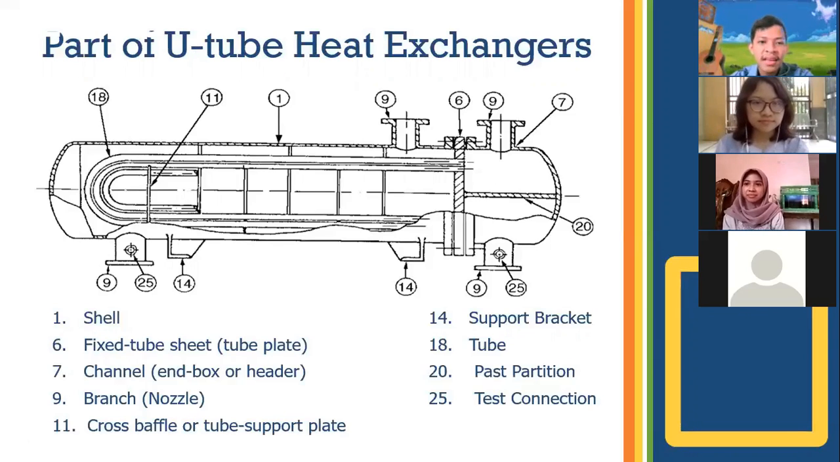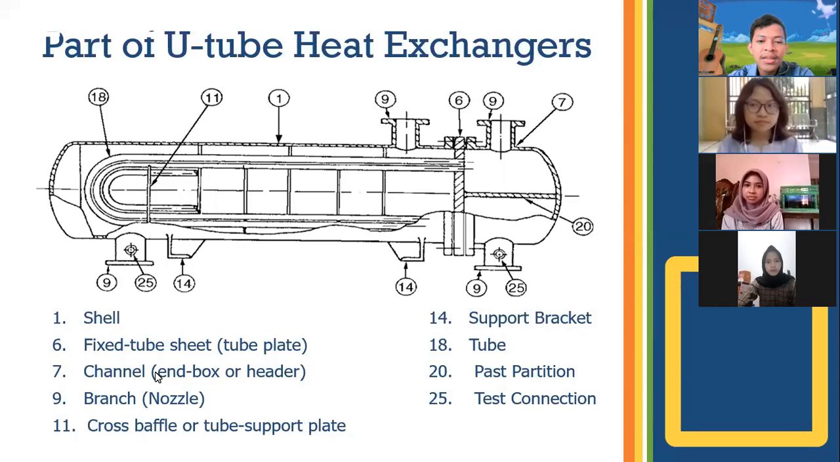Okay, next I will explain the parts of the U-tube Heat Exchanger. The first element is the shell. The shell is the component of the tool that holds the tube. Its function is to let the fluid flow enter and exit. The shell is made of a pipe or plate. Number 6, the tube plate, its function is to hold the tubes in place. The arrangement of the pipes installed can be triangular, rotated triangular, square, or rotated square.